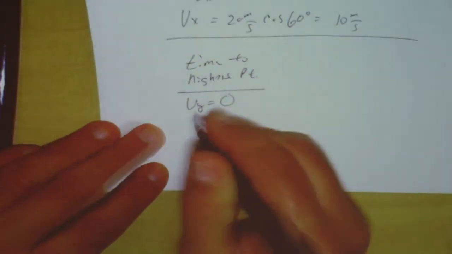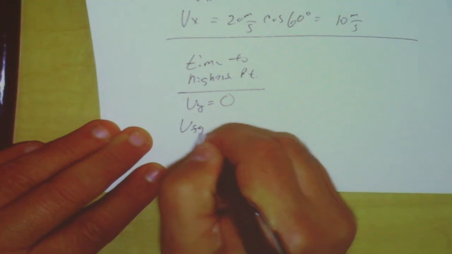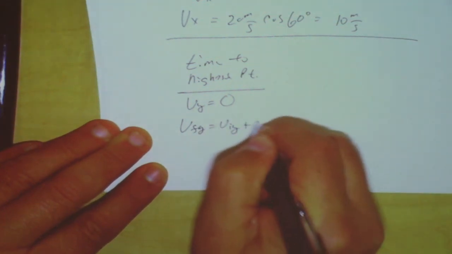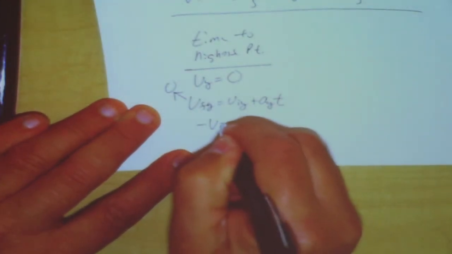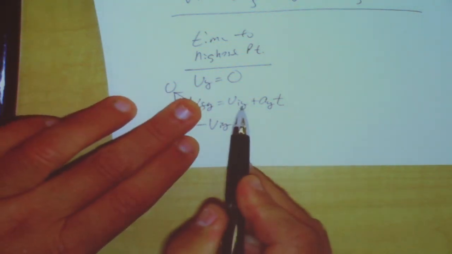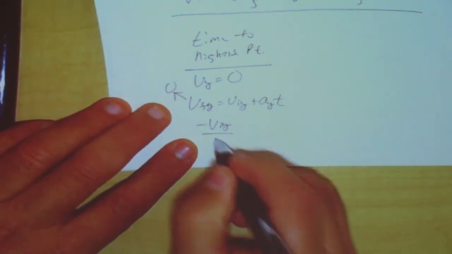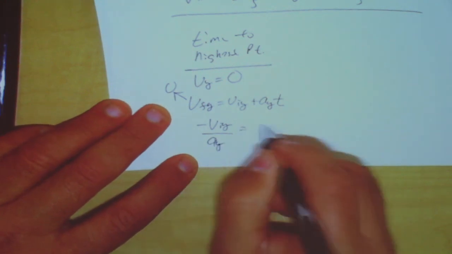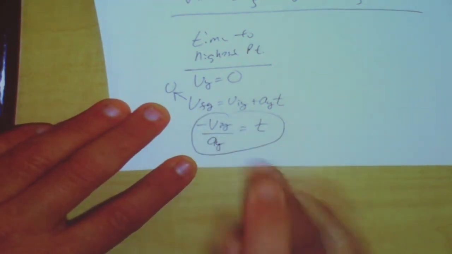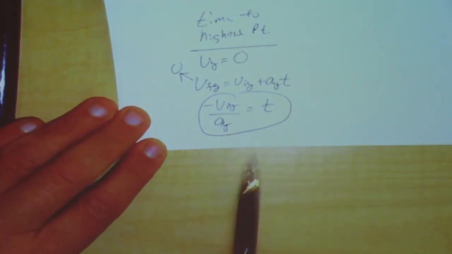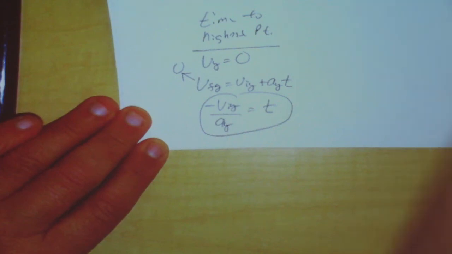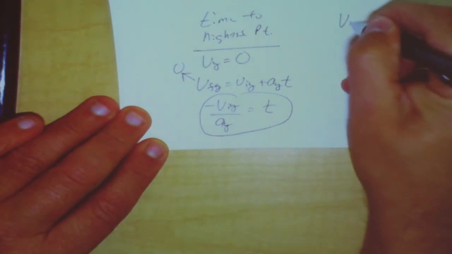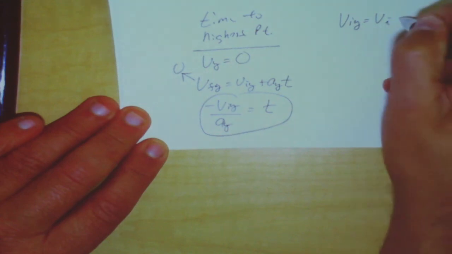We'll use this: velocity final in the y equals velocity initial in the y plus acceleration in the y times time. The final velocity is 0 at the highest point. So I subtract the initial velocity in the y from both sides, and divide by a, and that gives me the time to get to the highest point. Just don't forget, this is the initial velocity in the y. Remember, the initial velocity in the y is the overall velocity times the sine of theta.